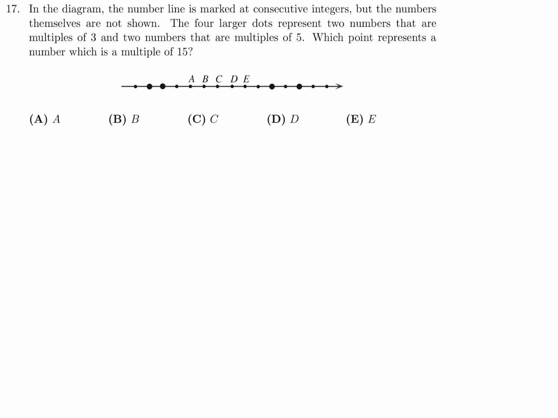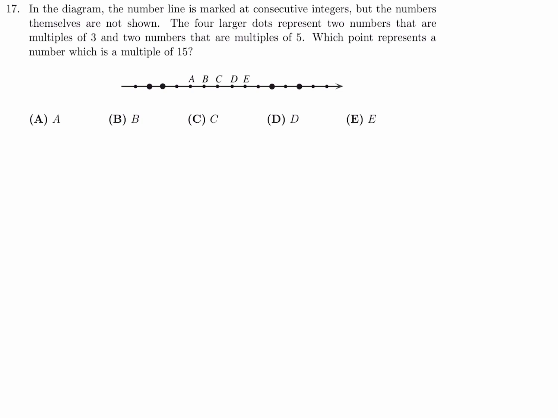In the diagram, the number line is marked at consecutive integers, but the numbers themselves are not shown. The four larger dots represent two numbers that are multiples of 3 and two numbers that are multiples of 5. Which point represents a number which is a multiple of 15? We have to do just a whole bunch of fiddling around here, to be honest. I don't think there's any real technique.